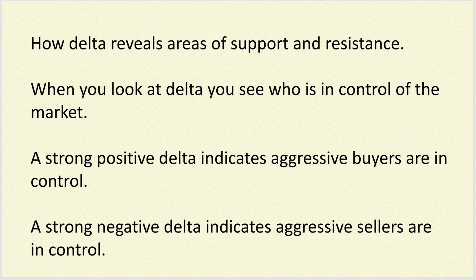So delta is going to reveal areas of support and resistance, and it's important to understand delta so you can see those. And when you look at the delta, you're going to see who's in control of the market. A strong positive delta indicates aggressive buyers are in control. That's something you've got to understand. Strong negative delta indicates aggressive sellers are in control. So when you're looking at positive delta, just remember buyers are in control. When you see negative delta, sellers are in control.